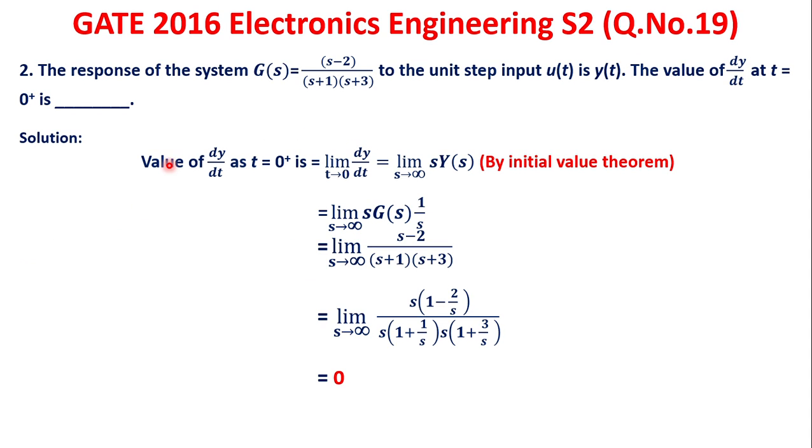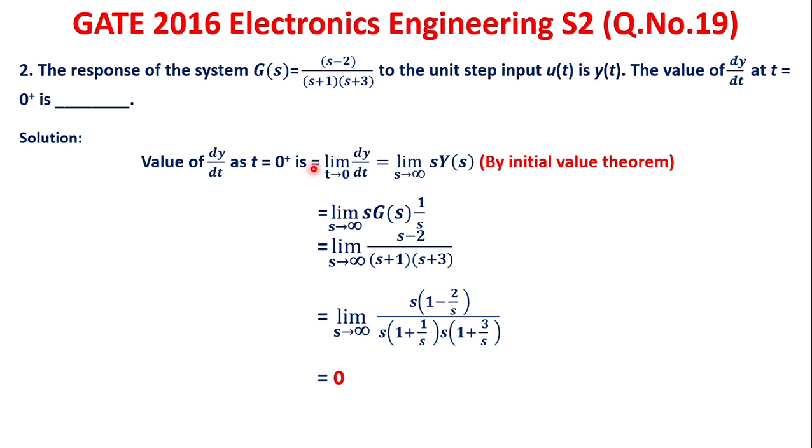Second problem. The response of the system is given to a unit step input e of t as y of t. The system is a type 0 system, (s minus 2) by (s plus 1)(s plus 3). What is the value of dy by dt at t equal to 0 plus? That means what is the derivative of y with respect to t initially? t equal to 0 plus means initially.